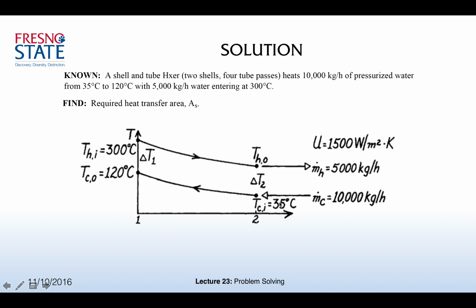So this is our cold temperature at the inlet, and the temperature of the cold fluid at the exit as well are given, 35 and 120 respectively, while the mass flow rate for the cold fluid is 10,000 kilograms per hour. For the hot fluid, we do have water, hot water. The mass flow rate for that is given, which is 5,000 kilograms per hour, so m dot h is 5,000 kilograms per hour.